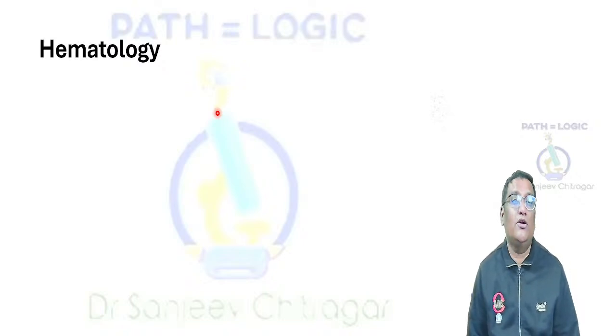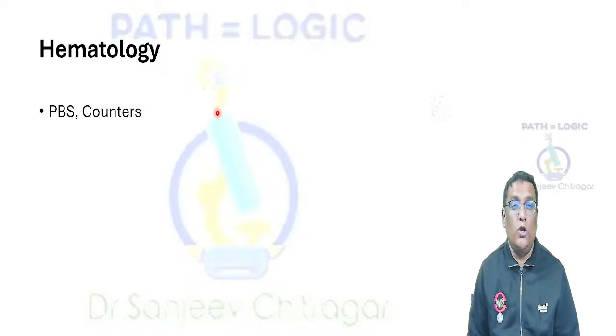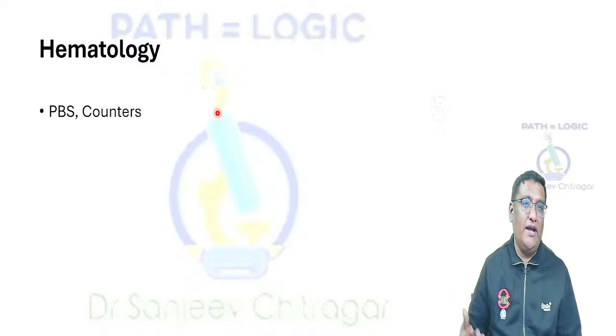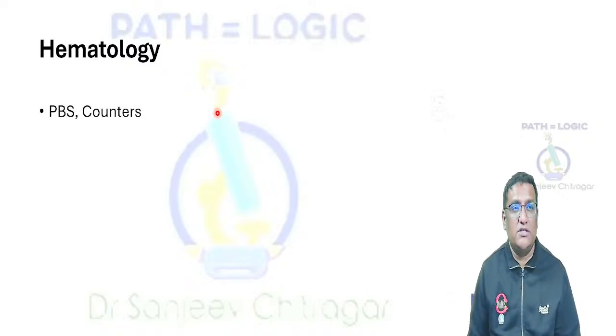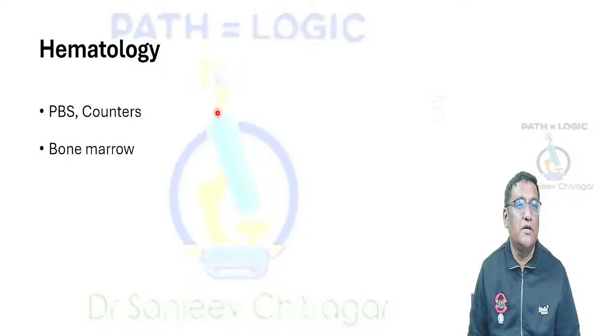Next is the hematology aspect of pathology. So in hematology, PBS, peripheral blood smear, and Coulter counters. Learn the technique, learn how Coulter counters do the counting, all those things. Then cross check with smears, and then try to interpret the graphs that are there from the peripheral blood smear and from the machine, the counter machines. Then another aspect in hematology is bone marrow aspirate and bone marrow biopsies, right?